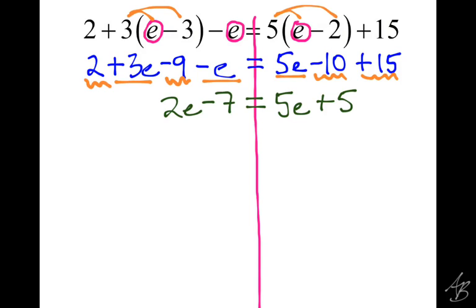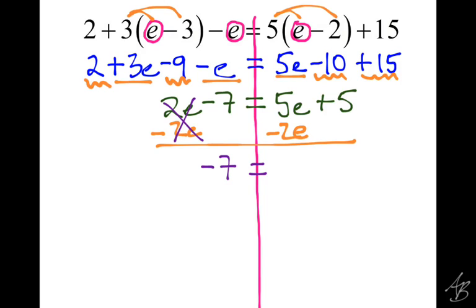We get rid of the... what? We want to get rid of the 2e because it's the smaller one, right? This is where we're picking on the little guy. So we pick on that 2e by subtracting it, and that's going to get rid of it. And those 2e's cancel, leaves what? Negative 7. And on the right side, 5e minus 2e is 3e, and bring down your plus 5.